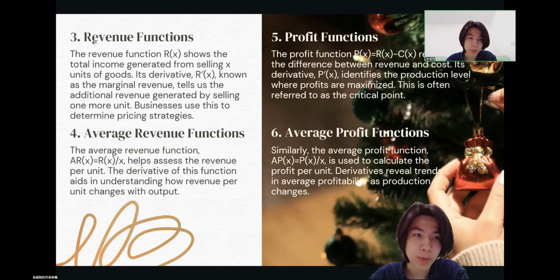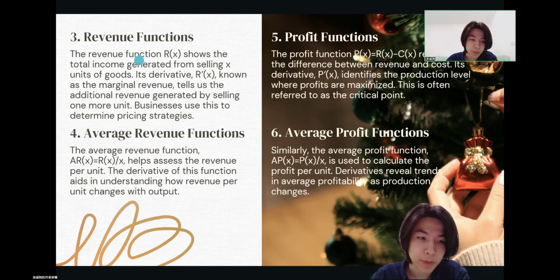The third one is revenue function. The revenue function R of x shows the total income generated from selling x units of goods. Its derivative, called marginal revenue, tells us the additional revenue generated by selling one more unit. Businesses use this to determine pricing strategies.